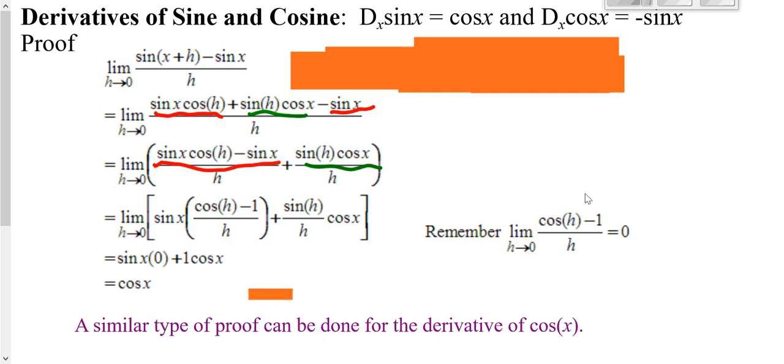You could do a very similar type of proof on this one here to be able to prove that your derivative of cosine is negative sine.